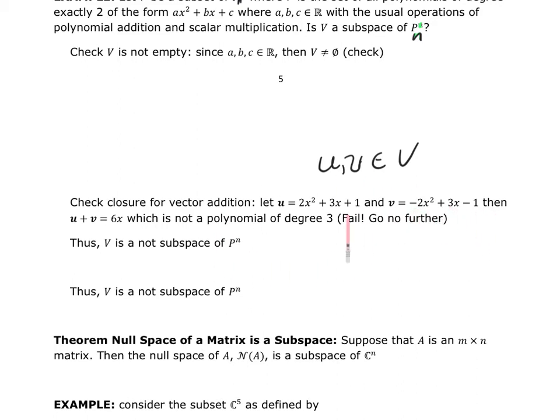When I add these together, when I add u plus v, I get 6x. This is not a polynomial of degree 2. So we fail. We go no further. V is not a subspace of Pn. And I wrote it twice, because I could. I just wanted you to know that it really wasn't a subspace.